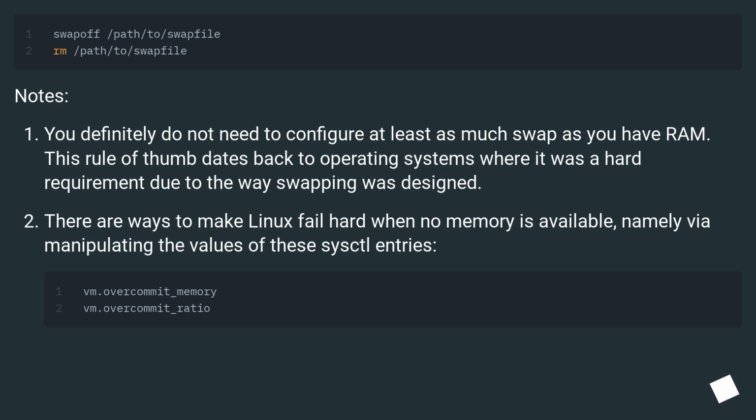Notes: you definitely do not need to configure at least as much swap as you have RAM. This rule of thumb dates back to operating systems where it was a hard requirement due to the way swapping was designed. There are ways to make Linux fail hard when no memory is available, namely via manipulating the values of these sysctl entries.